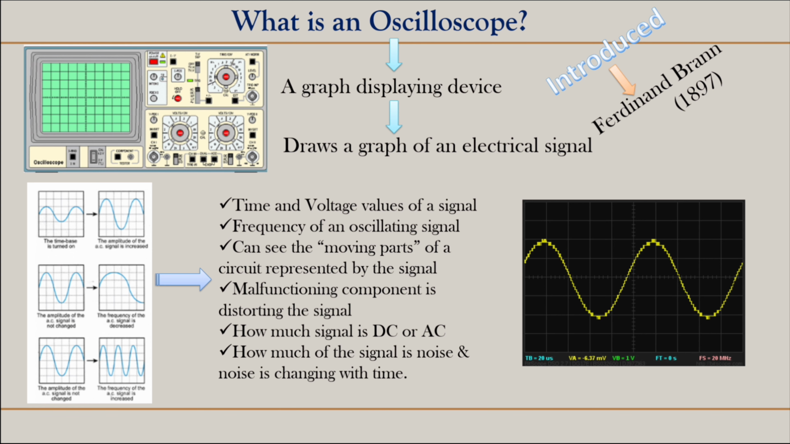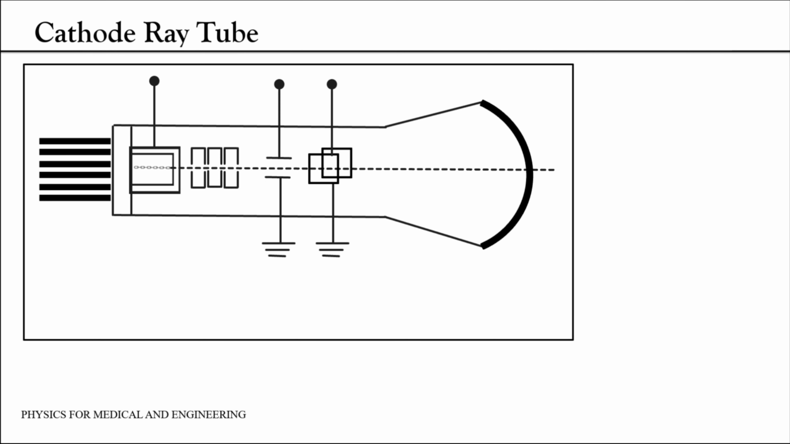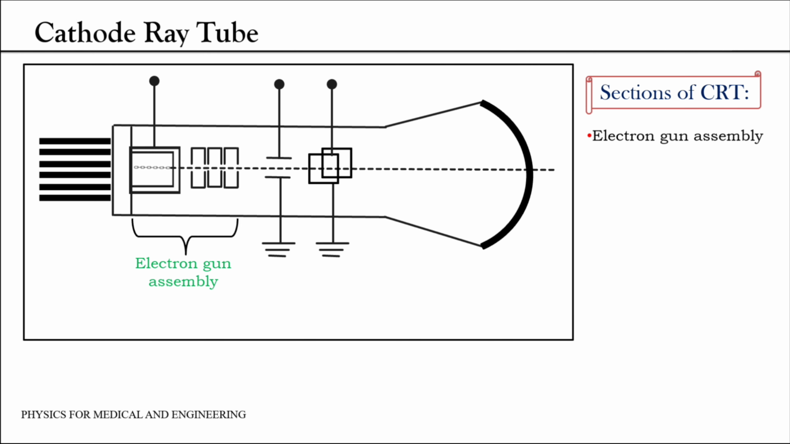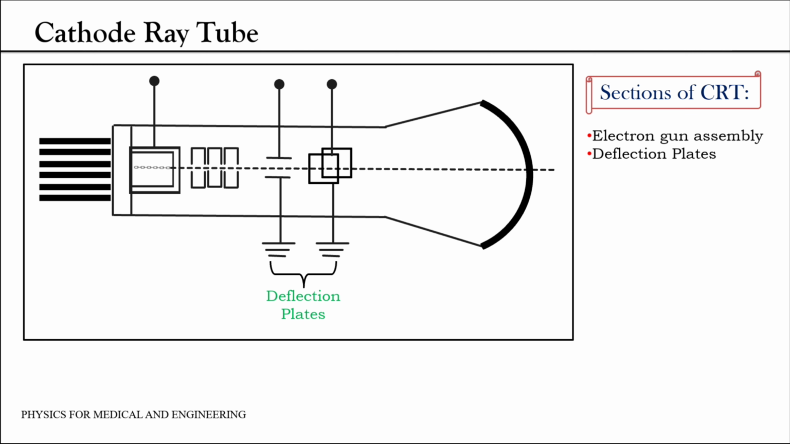So this is the basics of CRO. Now let's discuss the most important block of a CRO, that is CRT. CRT stands for cathode ray tube. Cathode ray tube is the heart of the oscilloscope. The entire CRT is enclosed in an evacuated glass envelope. It consists of three main parts: electron gun assembly, deflection plates and fluorescent screen.